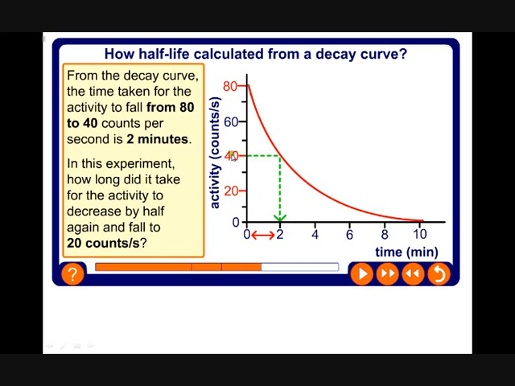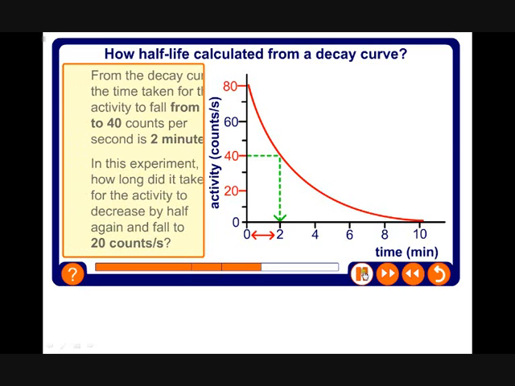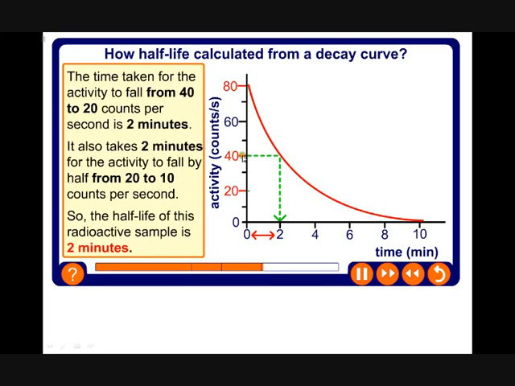You could repeat that again. Let's look at the time it takes to get from 40 to 20. Have a look at that. And 40 down to 20 is taking another 2 minutes. So it goes from 2 minutes to 4 minutes, and this animation continues. 20 down to 10 takes another 2 minutes. So you would say the radioactive half-life of this sample is 2 minutes.